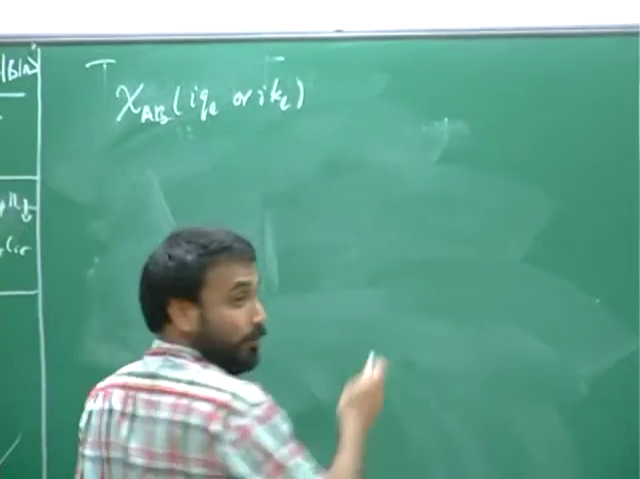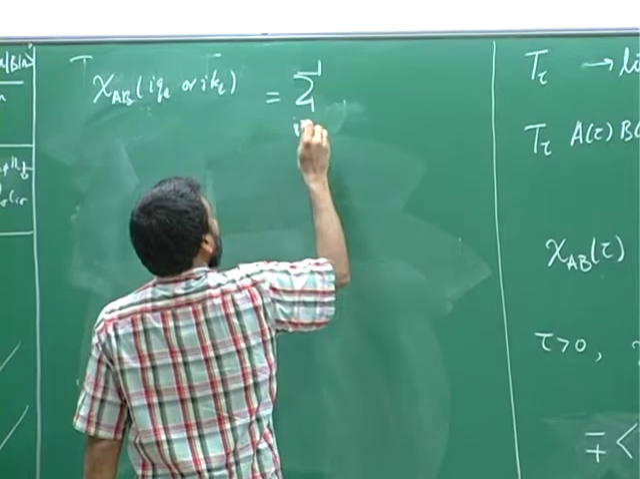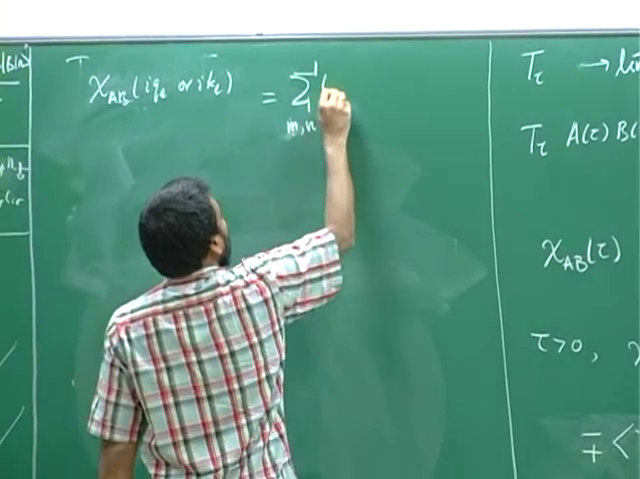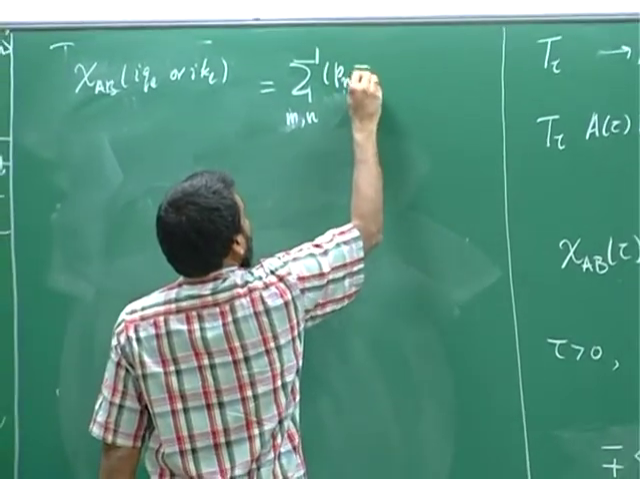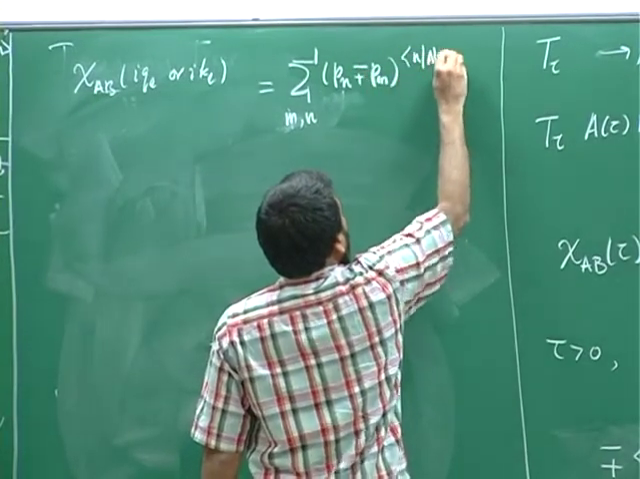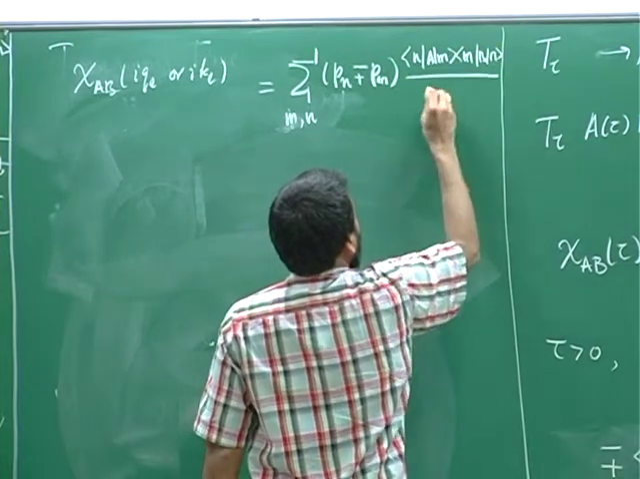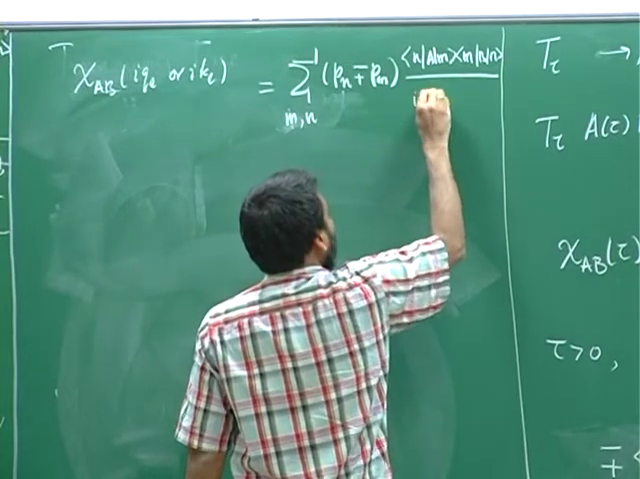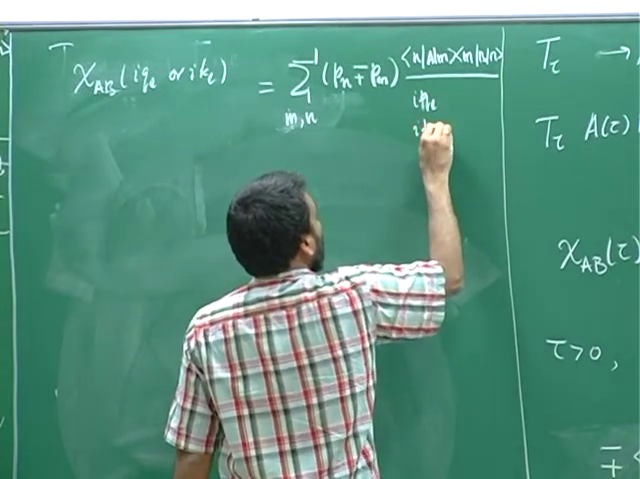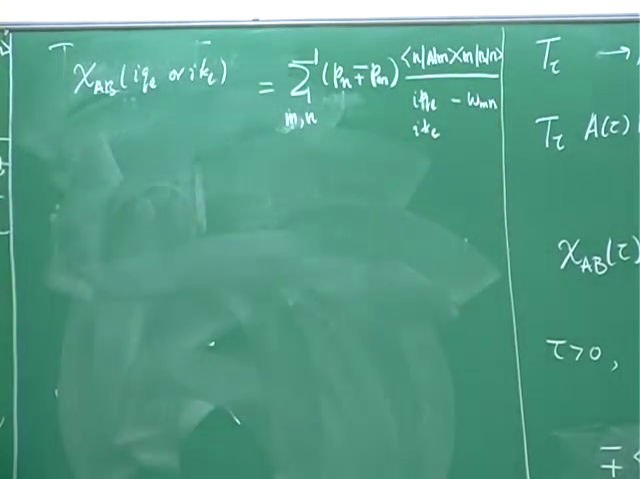Okay, so if you work this out, which I urge you to do, you will find that this quantity is equal to the sum over m, n of (p_n minus plus p_m), times the matrix elements of A and B between states m and n, divided by i q_L or i k_L, depending on which one you are looking at, minus omega_mn. That's what you will find. Right? So you are supposed to say, why is that?